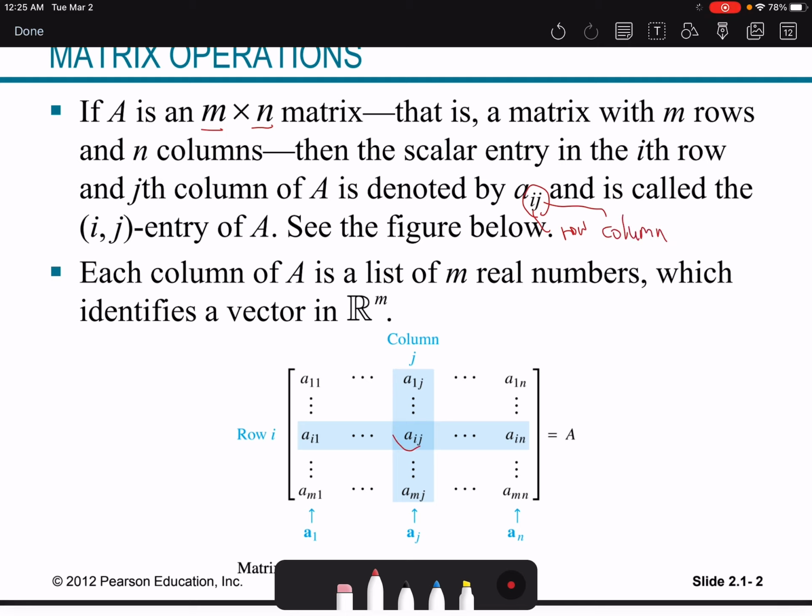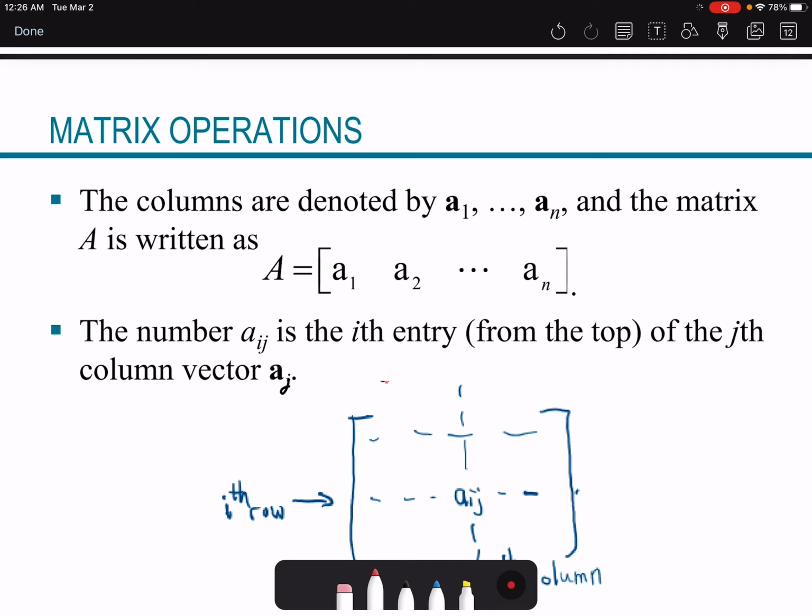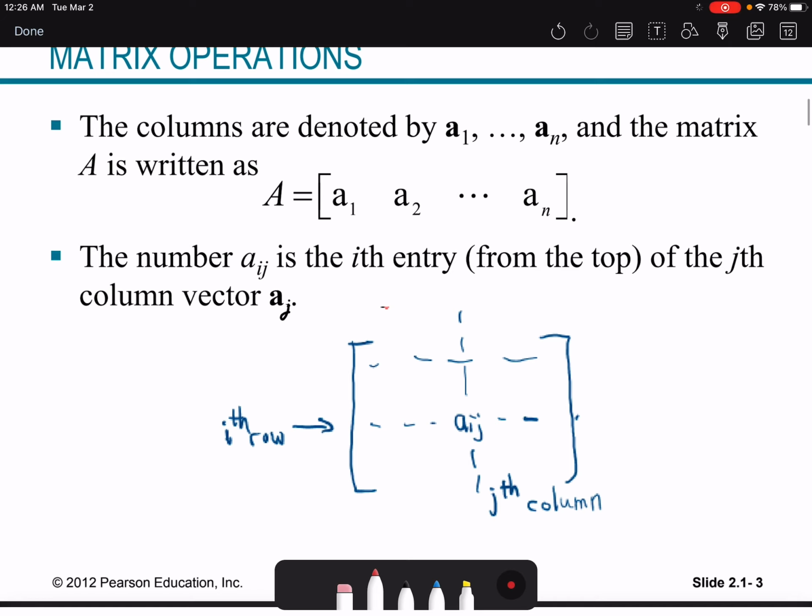So you can see this one right here: this is row i, column j. Each entry can have a subscript to describe where it is. For example, A1N is the first row, the nth column. AMJ is the mth row and the jth column. The columns are denoted by A1, A2, and so on, and matrix A is written in terms of column vectors. So A1, A2, and AN are columns.